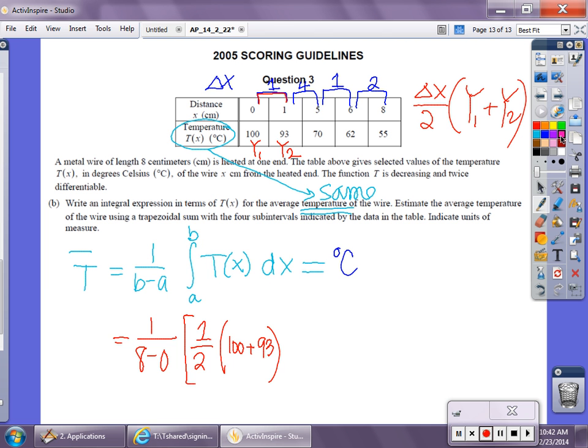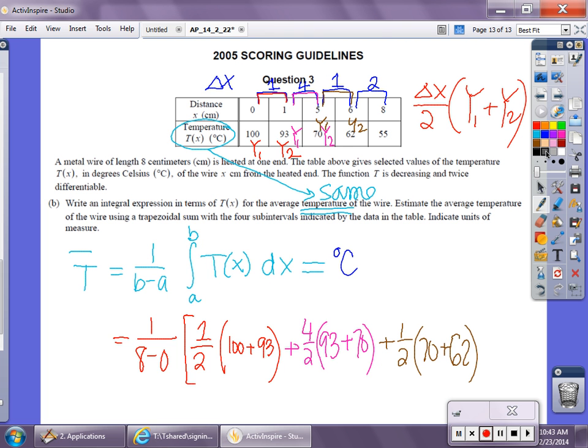My second one we'll do in pink is the 4. So this is now my y1. This is now my y2 in pink. So pink would be 4 divided by 2. Y1 is 93. Y2 is 70. In brown, the next one, the width is 1 over 2. Y1 would be the first one here. Y2 would be the second one here. So 70 plus 62. And then the very last one, which I'll do in gray, that would be this guy, which is 2 over 2. And then y1 would be the first one, y2 would be the second. So 62 plus 55. Okay?